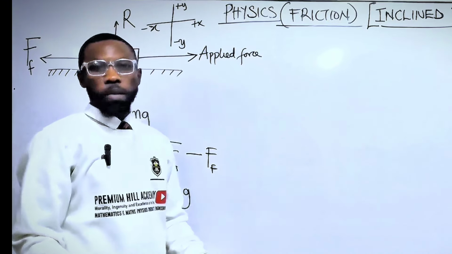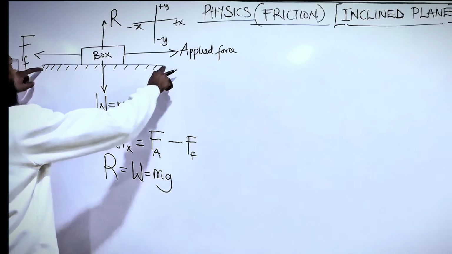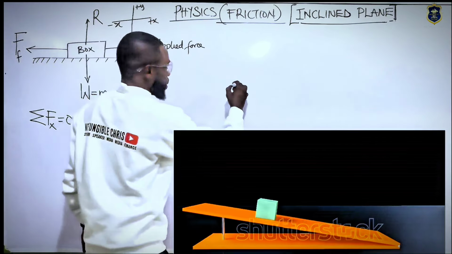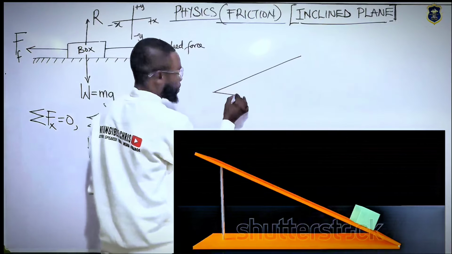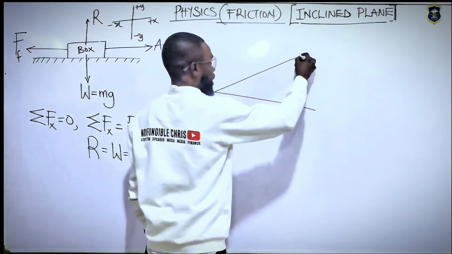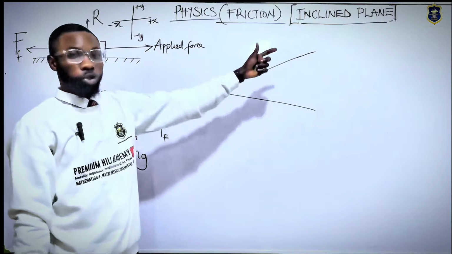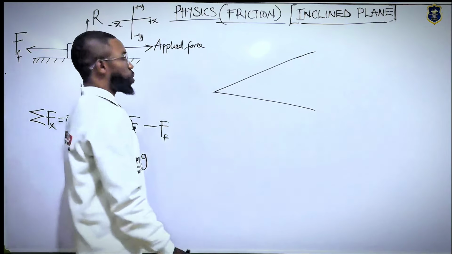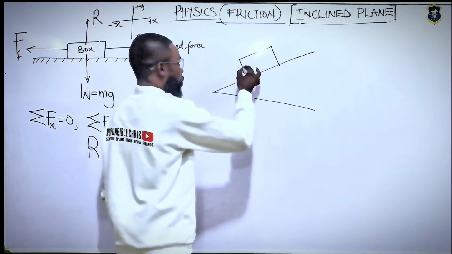But now we're looking at bodies on an inclined plane. Let's assume now that this surface is inclined. So instead of it being straight, it's now inclined at an angle, right? It's no longer a rough horizontal surface, it's now a smooth surface that is inclined. At this point, what happens? You discover that this box begins to slide down.